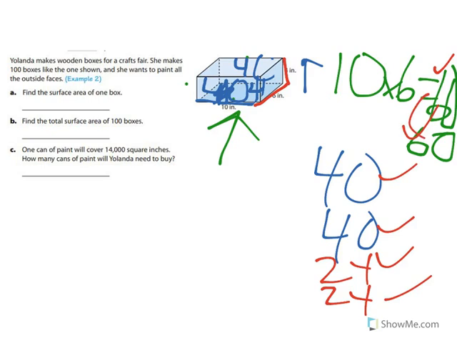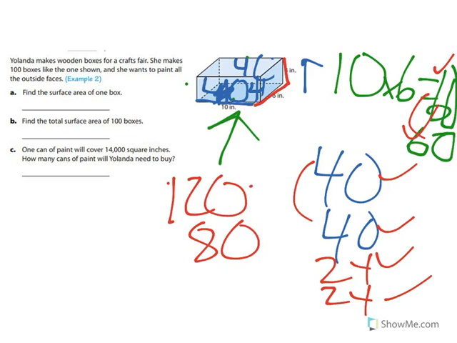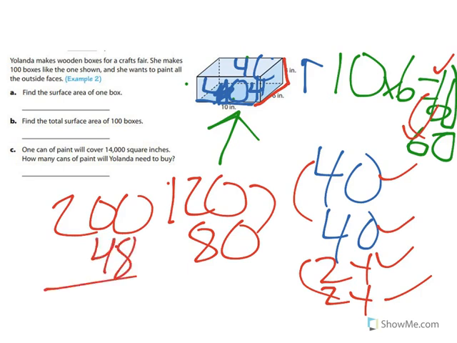I'm just going to put the 2 together, just make it a little bit easier to add. So that's 120. Put those 2 together. That's 80. See how nice this sets up? Those 2 are going to go together to make 200. Then lastly, I have my 2 24s to get to 48. So 248.